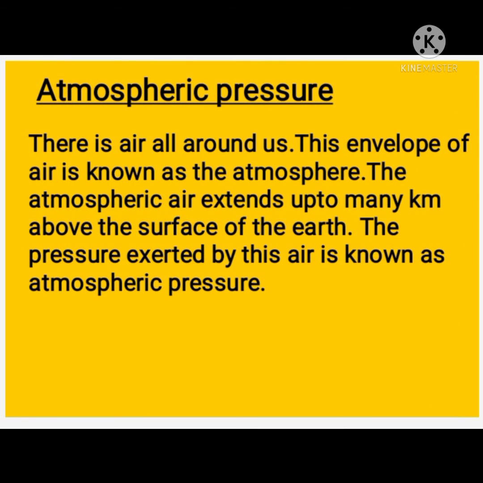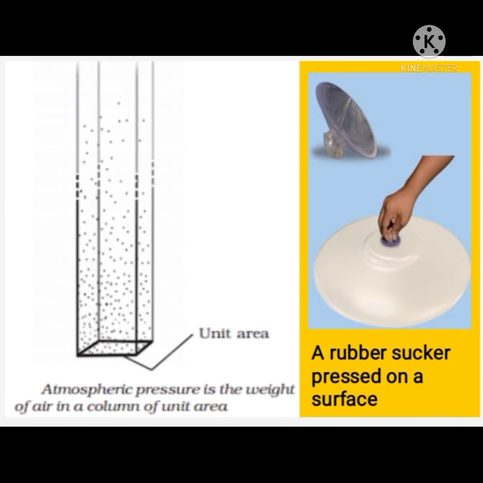Our next topic is atmospheric pressure. You know that there is air all around us. This envelope of air is known as the atmosphere. The atmospheric air extends up to many kilometers above the surface of the earth. The pressure exerted by this air is known as atmospheric pressure. We know that pressure is force per unit area. If we imagine a unit area and a very long cylinder standing on it filled with air, then the weight of the air in the cylinder is the atmospheric pressure.